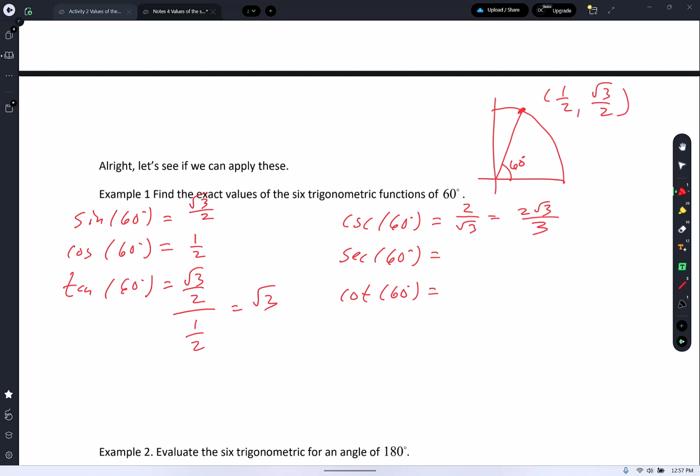Secant of 60 degrees. What's the reciprocal of half? 2. And then cotangent, you can write it as 1/2 over square root of 3 over 2, or you can write it as 1 over square root of 3, or you can write it as square root of 3 over 3. All of them are the same.